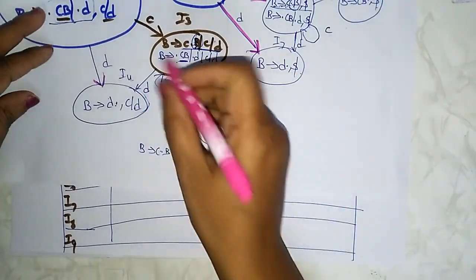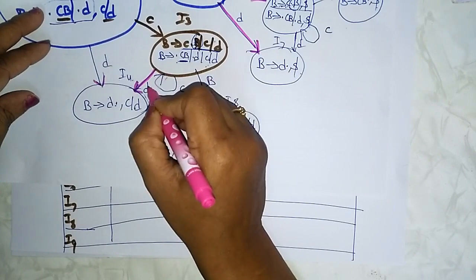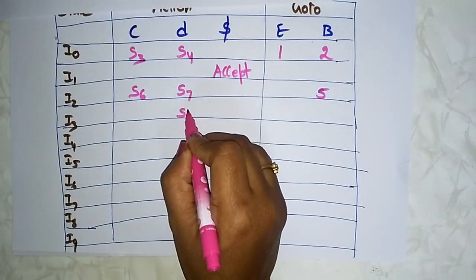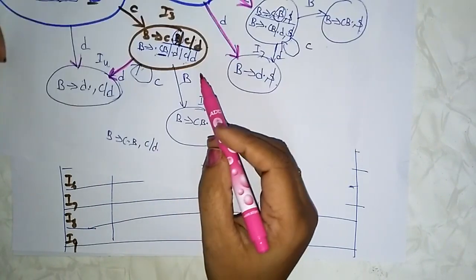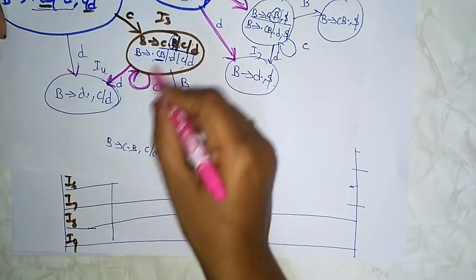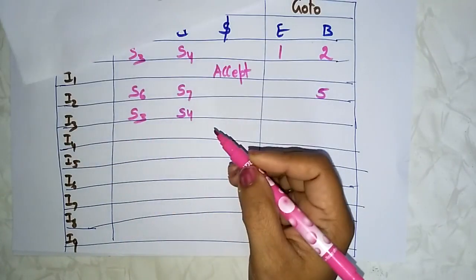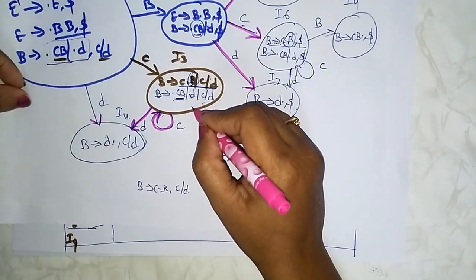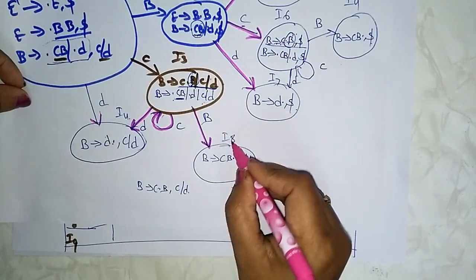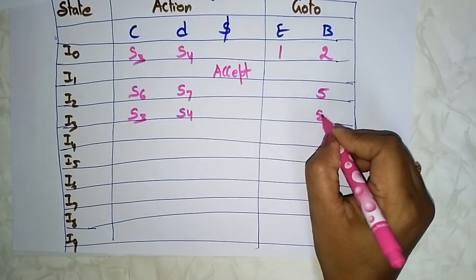Now coming to I3. So I3 is going to I4 on terminal D, so on D you need to write S4. And I3 is going on C also, it's a loop, S3. So I3 is going on a non-terminal, so it is a goto action. You need to write the number under B. So 8 you have to write under B.